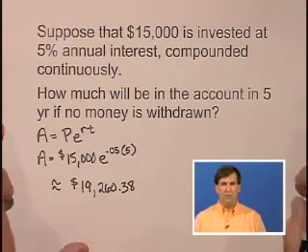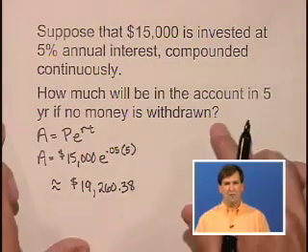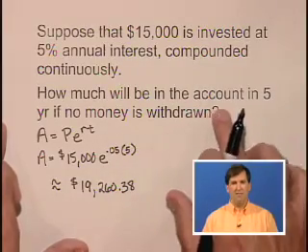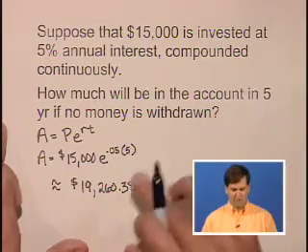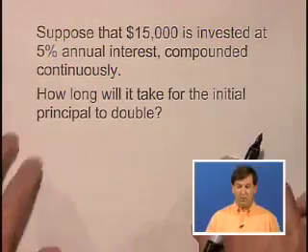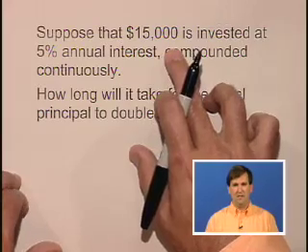$19,260.38. So if we invest $15,000 at 5% annual interest, compounded continuously, meaning that it's always being compounded, after 5 years, if we don't withdraw any money, we'll have $19,260.38.